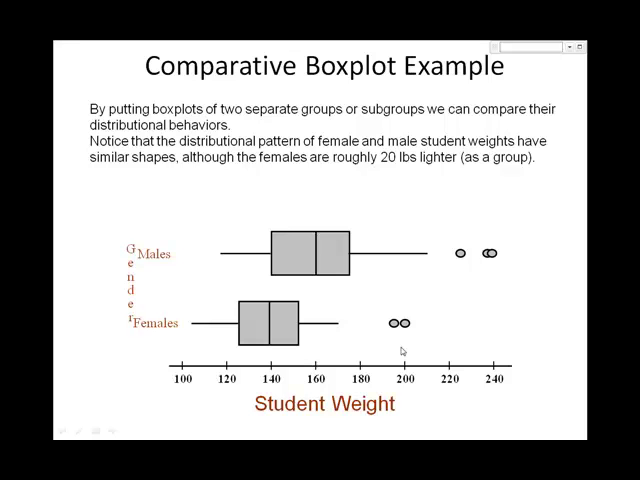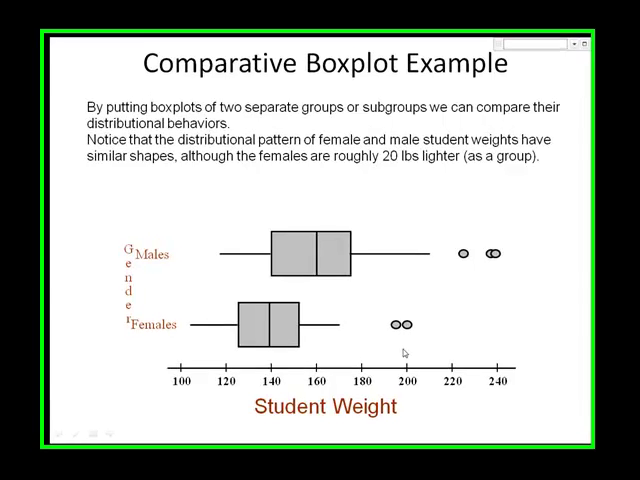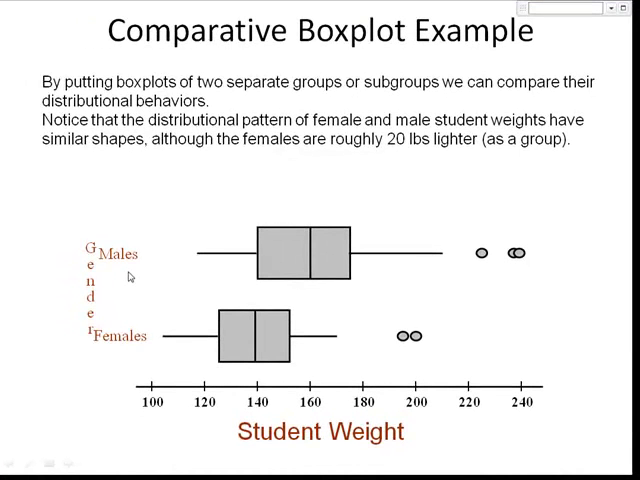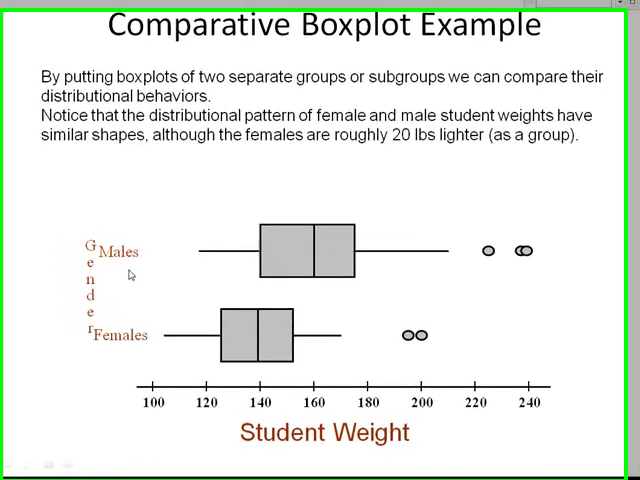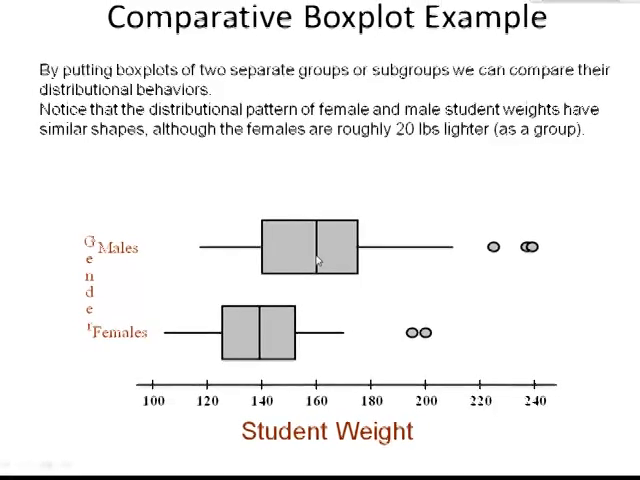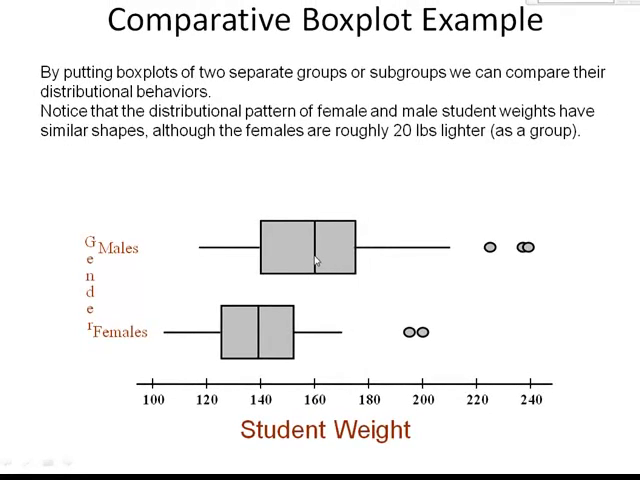This comparative box plot displays the weights of a sample of students categorized by gender. The distributions of weights have similar shapes and spreads for males and females, but we can see that females in this group tend to be, on average, about 20 pounds lighter than their male counterparts. And although both genders have weights that would be considered outliers, the females whose weights are outliers would not be considered outliers in the male distribution.